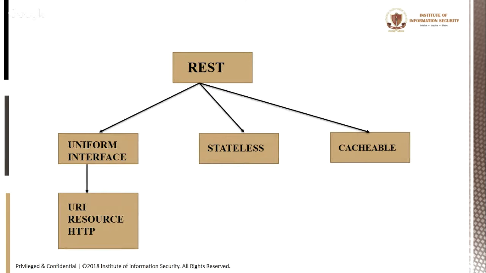REST includes a uniform interface, which includes URI, resource, and HTTP. As I already said, every component in REST is a resource, accessed by URL and by HTTP methods or standards. The second thing is stateless. Stateless means there's no hard and fast rule that it should store state on the server. There's no need of storing data on the server.